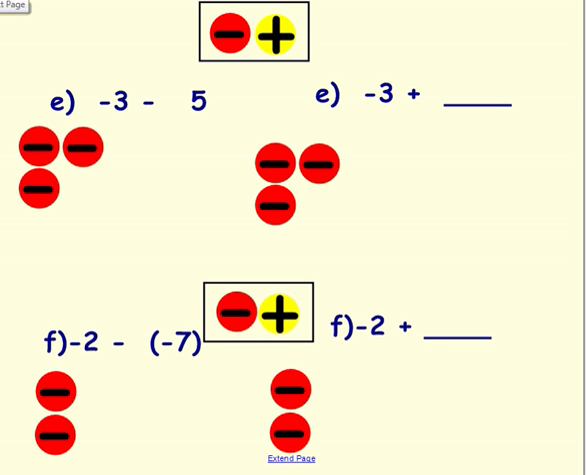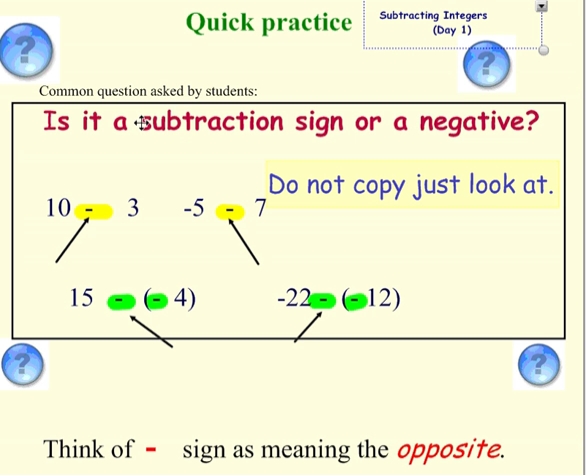Some of you, on the other hand, want to move right into the rules. When I'm talking about a minus sign, a lot of times students will ask me, is that a subtraction or a negative? And I will say, yes, it's both. So 10 minus 3, we all know is 7. 10 plus a negative 3 is also 7. Negative 5 minus 7 is a negative 12. But if you also say negative 5 plus a negative 7, you'll still get a negative 12.